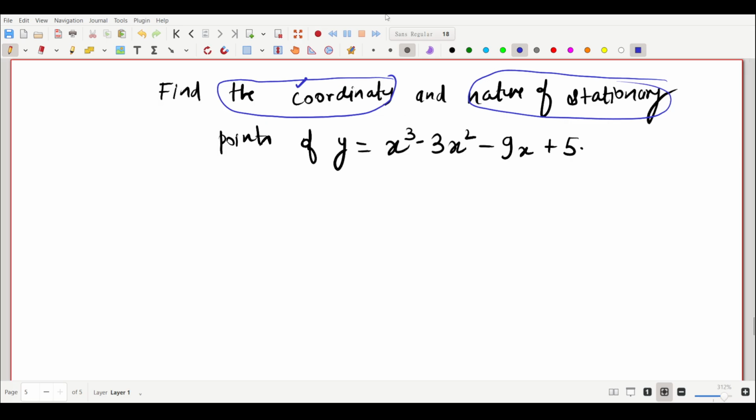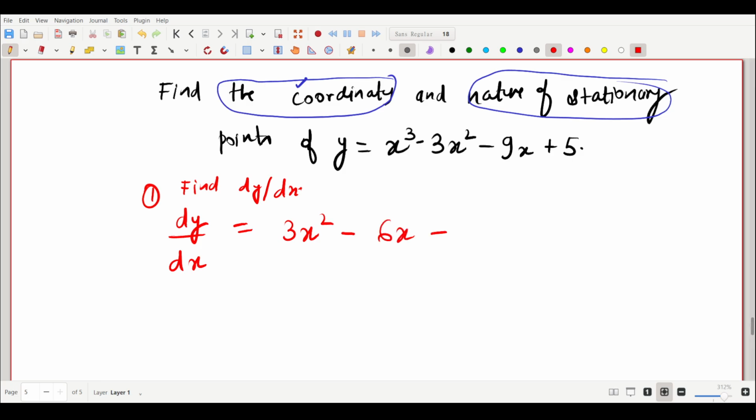So what is the way of finding this? First, we will find the dy over dx of the given curve. Step number 1, finding dy over dx. So x cube will become 3x square, minus 3x square will become 6x, minus 9x will become only 9, and 5 will become 0 because the derivative of a number is 0.